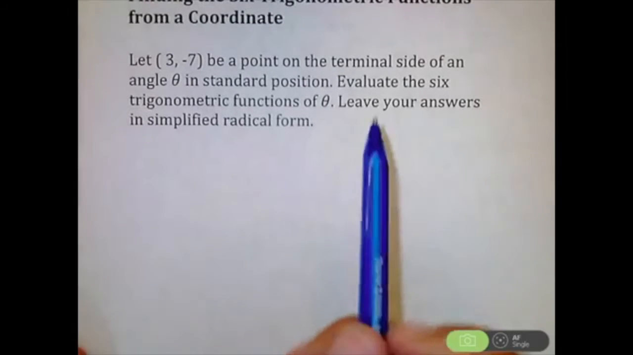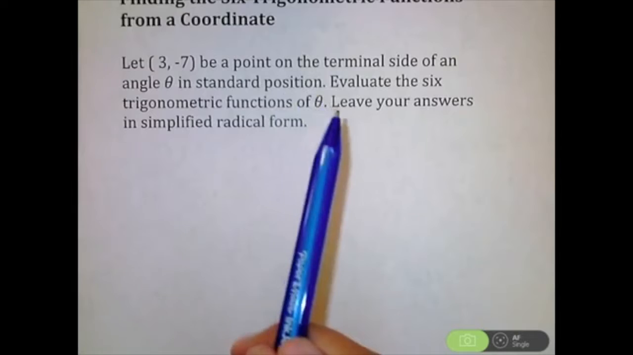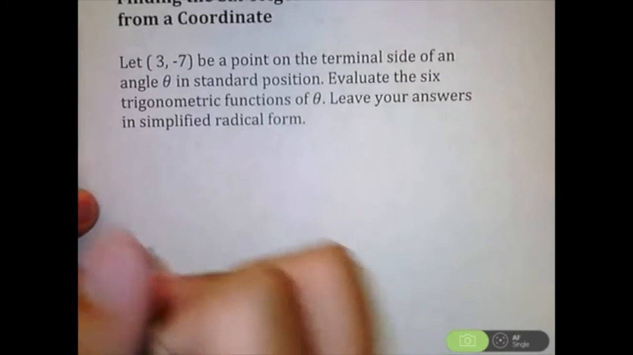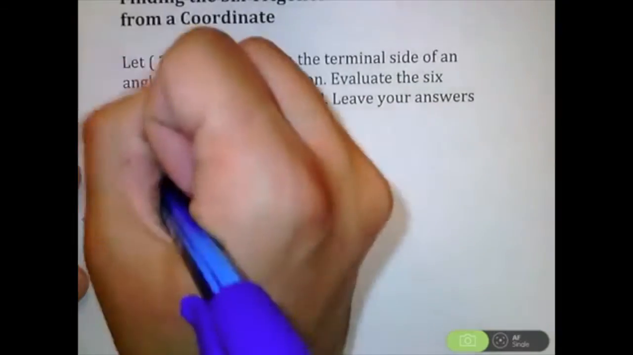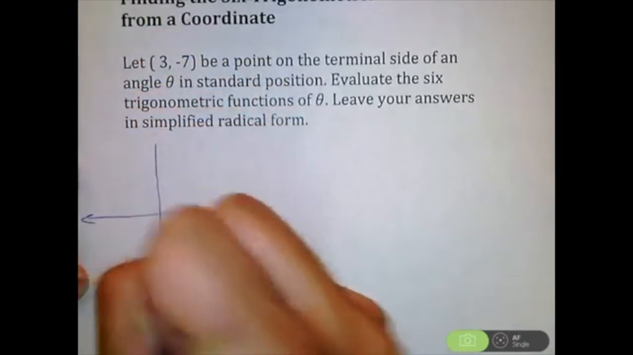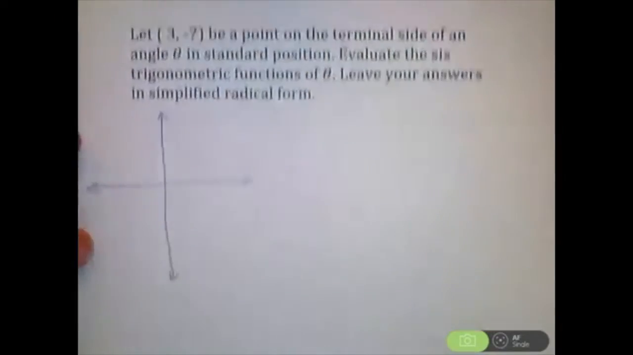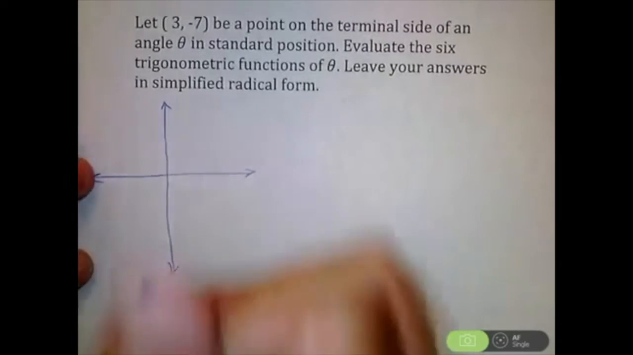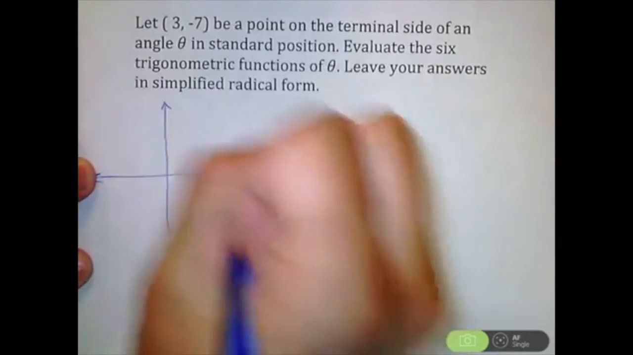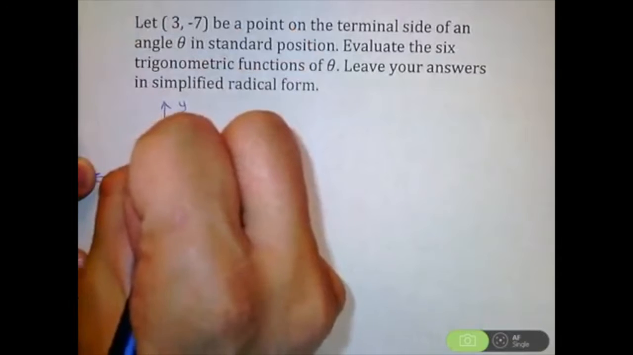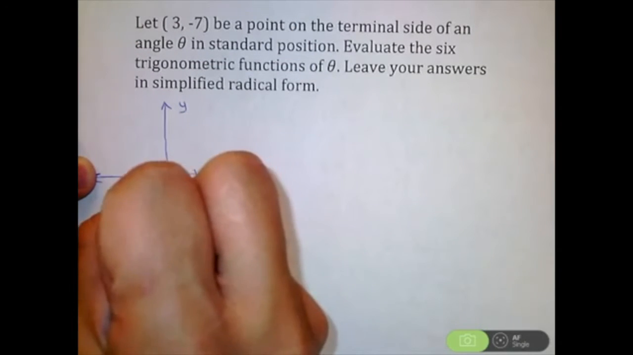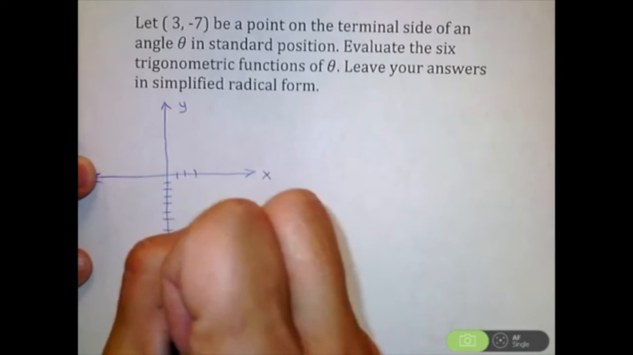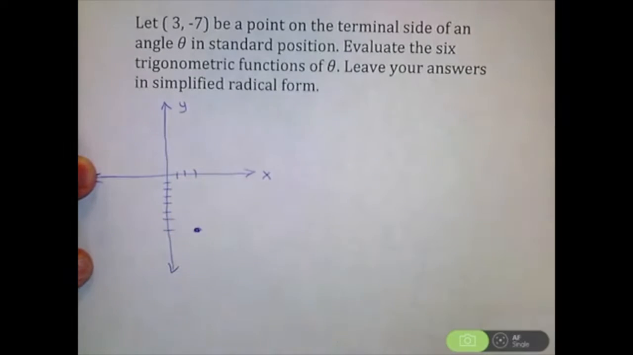So we've talked about angles in standard position and terminal sides. So first thing I'm going to do is go to the xy coordinate plane, and I'm going to figure out where in the world this coordinate is at. So (3, -7) means I'm going to move over on the x-axis 3, and then down 7: 1, 2, 3, 4, 5, 6, 7. So we're talking down here.